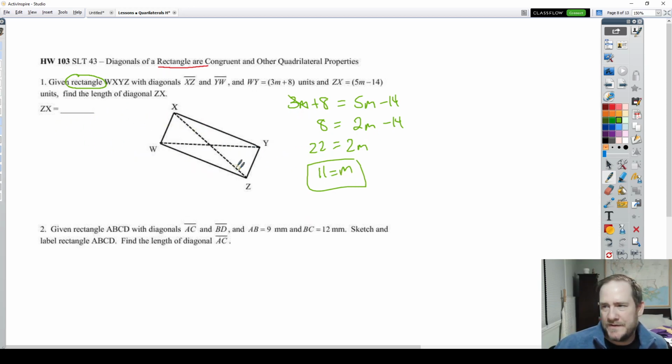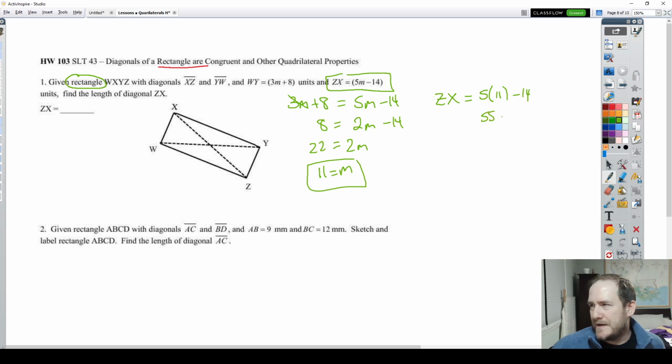They asked us to find ZX. So the fact that m is 11 means we want to take that 11, plug it back in. So to find ZX, you got to go 5 times 11, take away the 14. That's 55, take away 14, that's 41. Alright, if you're working along with me, I hope that's what you got too.